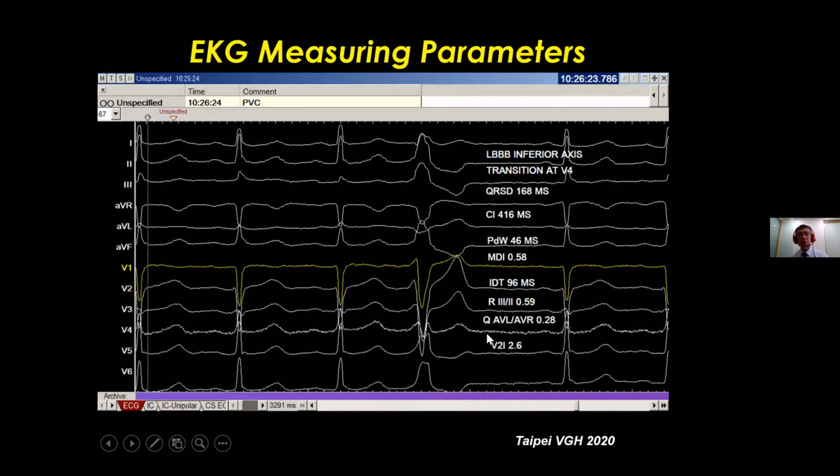But here I also show you some parameters measured from this PVC. You can see the pseudo delta wave is 46 milliseconds, the QRS duration is 168 milliseconds, and the MDI is 0.58. If we look at those parameters, it is somewhat quite suggestive of possibly coming from the epicardium.